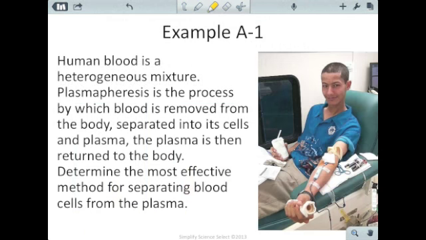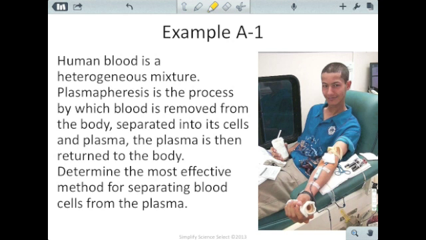All right, example A1. It says human blood is a heterogeneous mixture, and plasmapheresis is the process by which blood is removed from the body, separating into its cells and plasma. The plasma is then returned to the body, and what we want to do is determine the most effective method for separating the blood cells from the plasma.